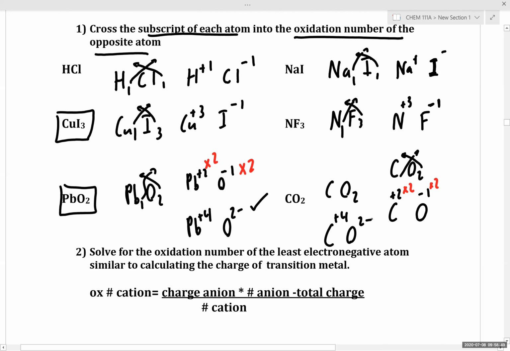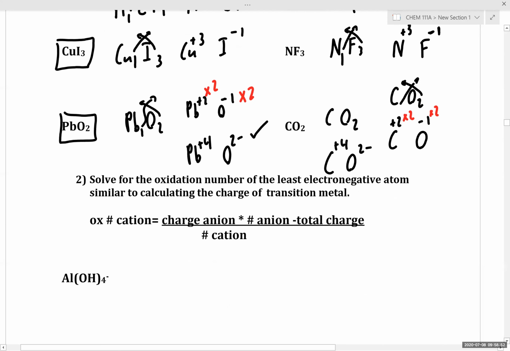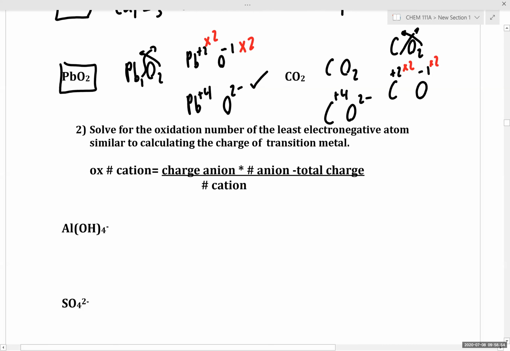Perfect. Now, the other method that we can use is similar to calculating the charge of a transition metal. We can solve for the oxidation number of the least electronegative atom. So for example, the oxidation number of our cation is equal to the charge of our anion times the number of our anion minus the total charge, over the number of cation. This formula is using this idea that the total charge is the sum of oxidation numbers.